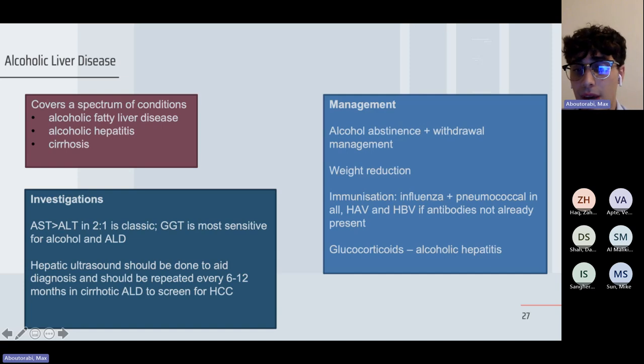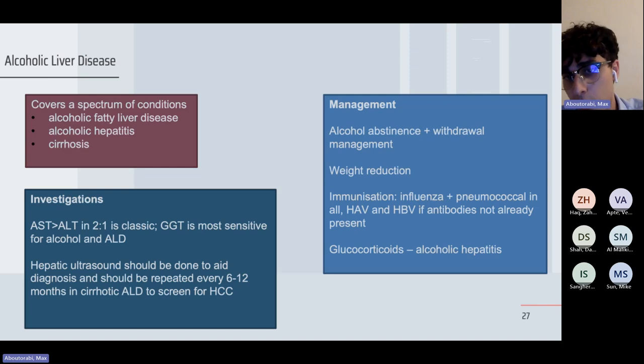So then the management for alcoholic liver disease. If you're at the alcoholic fatty liver disease stage, then it's more conservative management. So you have things like alcohol abstinence. And then also when you do alcohol abstinence, you want to treat the withdrawal symptoms. So you'd give benzodiazepines like chlordiazepoxide, and you'd also give Pabrenex, which is a mixture of vitamin B and C, because this can prevent a condition called Wernicke's encephalopathy, which you'll learn more about in neurology, but it's just something to keep in mind.